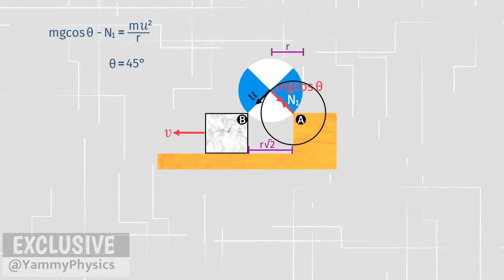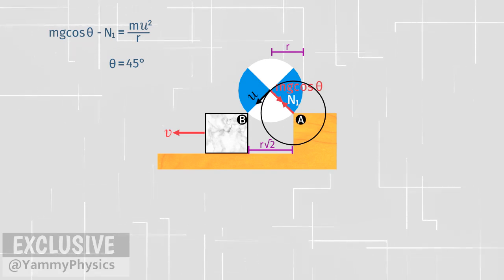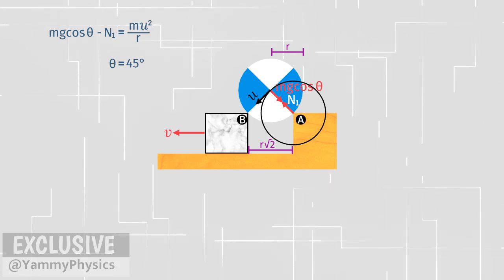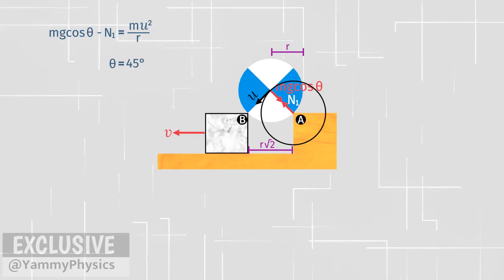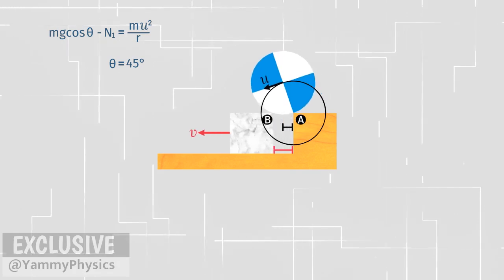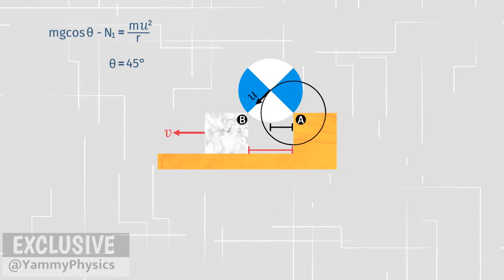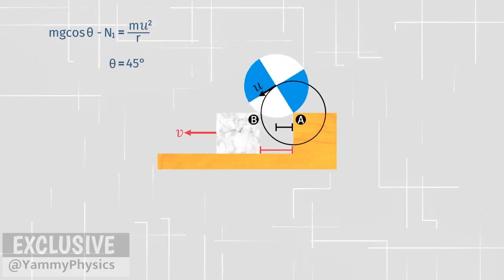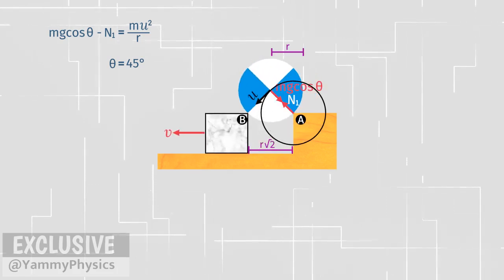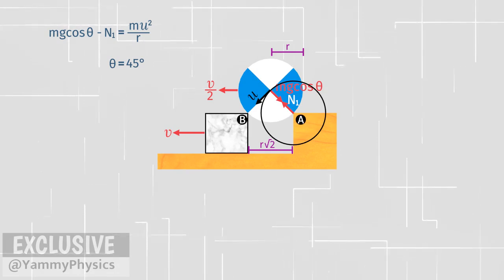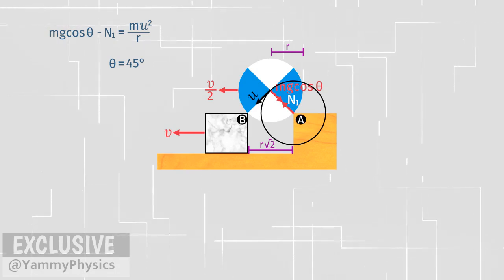We know that the center of mass of the cylinder is always in the middle of the distance separating the wall and the block. This means that the displacement of the center of mass of the cylinder in the horizontal direction is always half the displacement of the block. In other words, the horizontal component of the velocity of the center of mass of the cylinder is half v.